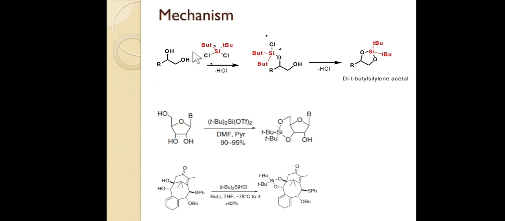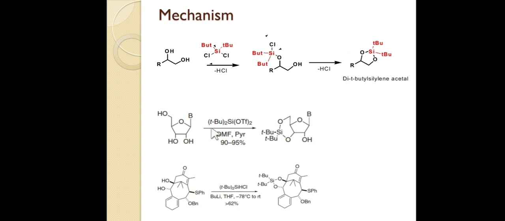So friends, here is the mechanism of protection. The mechanism is very simple. If we treat this molecule with the diol, 1 mole of HCl will leave and we get this intermediate. After that, this OH will again attack the silicon and another Cl will leave as a leaving group. So finally we get the protection.